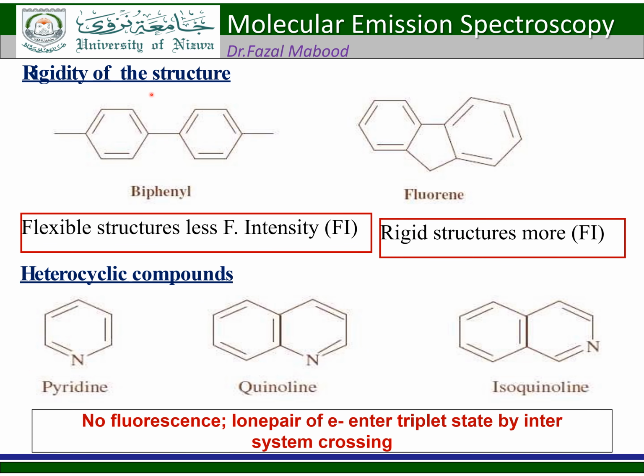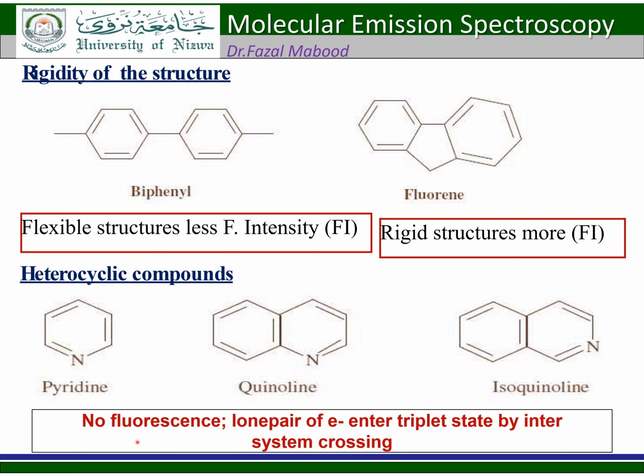Rigidity of the structure. Here you see this structure is a flexible structure, so the fluorescence intensity for the flexible structure will be less. And here you see this structure is rigid. You couldn't rotate this structure, but this other structure can easily be rotated. So in case of a rigid structure, the fluorescence intensity will be more.